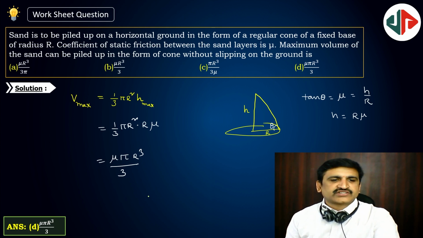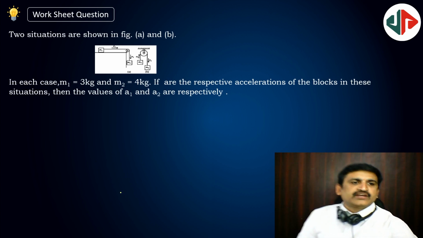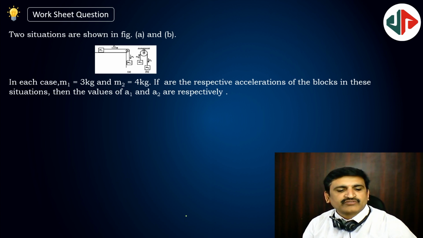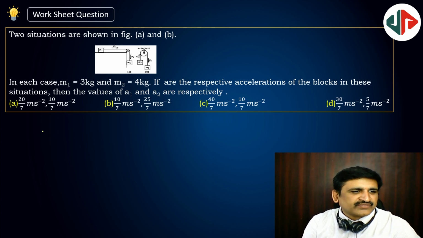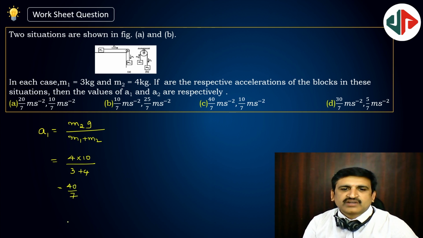Okay, let's go to the next question. Two situations, figure A and B. In each case masses are given, and we need to find out the accelerations. Suppose first case, acceleration A1 is equal to net force, m2g, by total mass, m1 plus m2. What is m2 value? 4, g value 10, by m1 plus m2, 3 plus 4, how much? 7. So 40 by 7. This is the first one. So option C is there.